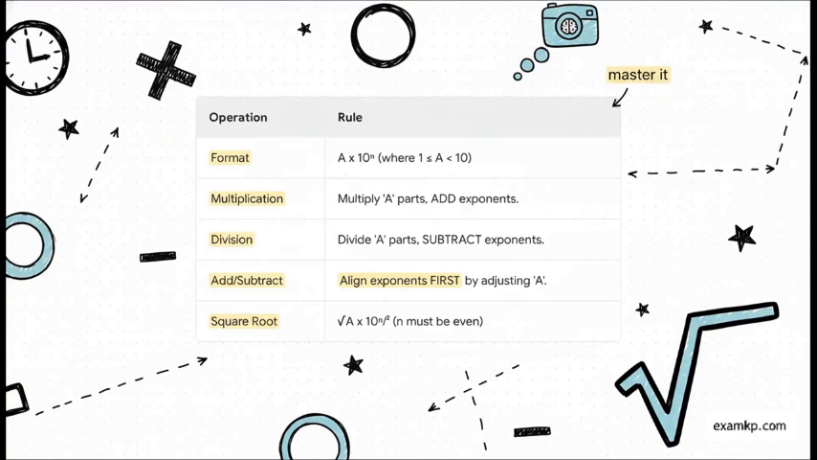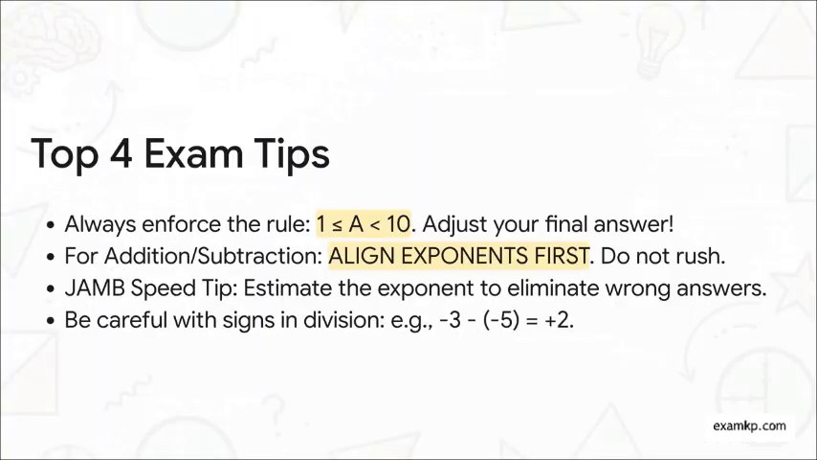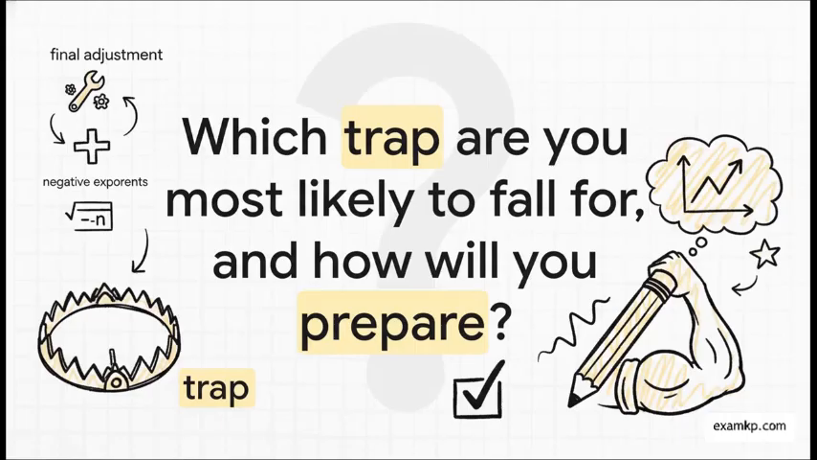And last but not least, here are 4 final tips to keep in your back pocket. 1. Always double check your A value. 2. For addition, always align your exponents first. 3. In JAMB, use estimation to save time. And 4. Be extra careful with negative exponents. These tips will help you avoid the most common traps and save you a ton of marks.